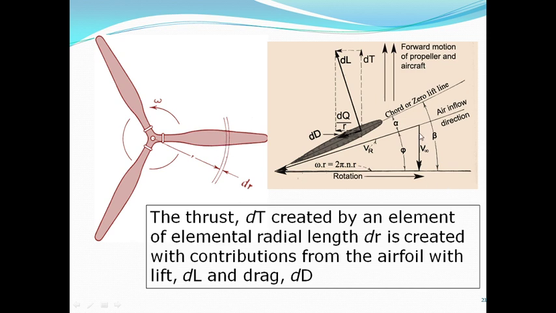So obviously with these two velocities, air will enter the airfoil at some angle, and this is the resultant velocity, VR. VR is the resultant velocity. So the air enters the aerofoil with VR, not with V alpha and omega. It's the resultant of these two, and this makes some angle here. This is the angle made by the resultant with the axis of rotation.